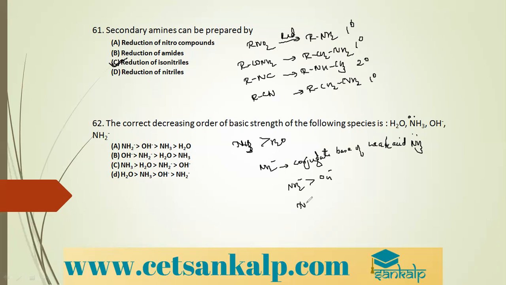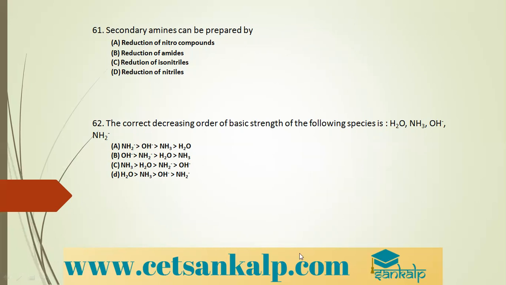So what is the correct order? NH2 minus, then comes OH minus, and then comes NH3, and then comes H2O. Yes, so this is the correct order. So NH2 minus, OH minus, NH3 and H2O. So here you need to understand conjugate base and conjugate acid pairs, how to write it.